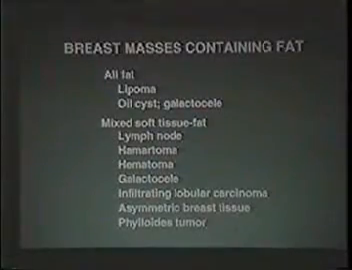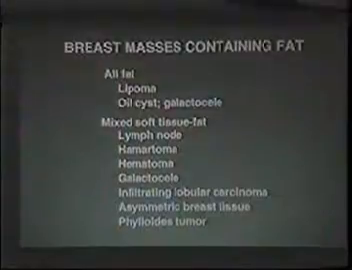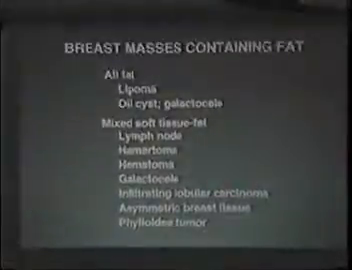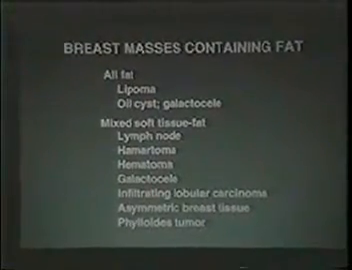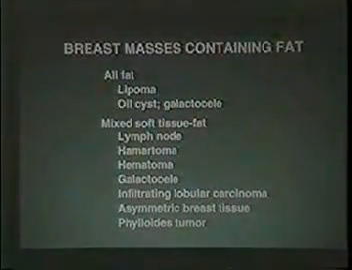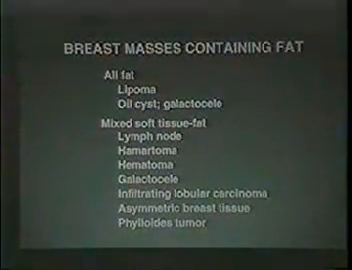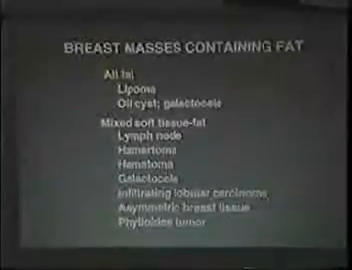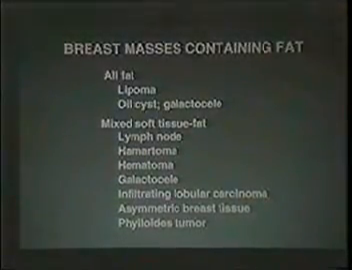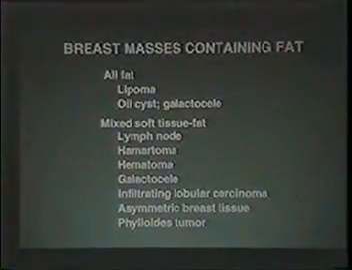First of all, lesions containing fat often are pretty easy to deal with. Lesions that contain all fat include lipomas or oil cysts or galactoceles. Lesions which are composed of soft tissue density, water density material, as well as fat include lymph nodes, hamartomas, hematomas, galactoceles, some infiltrating lobular carcinomas, asymmetric breast tissue, and some phylloides tumors. Masses containing fat are almost always benign if they are well-defined or focal masses. Hematomas and infiltrating lobular carcinoma can be poorly defined. Hematomas, however, are usually apparent on the basis of the clinical history.